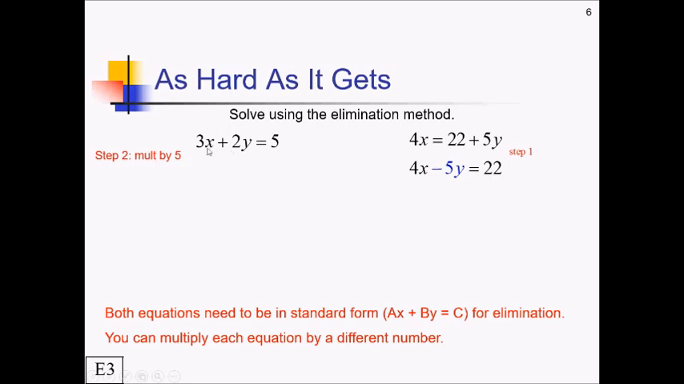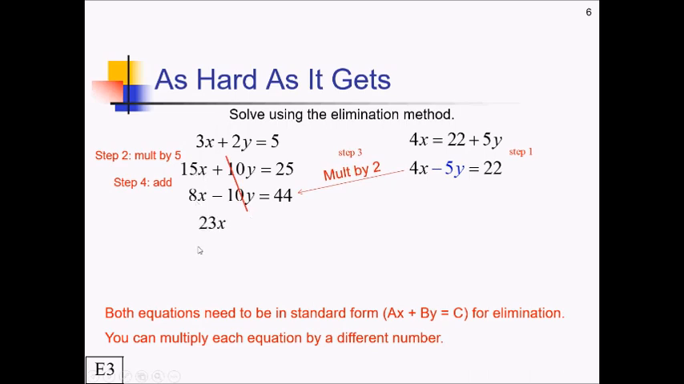So I'll multiply this first one by 5. That's 15x plus 10y equals 25. And then I'll multiply this one by 2. So that's 8x minus 10y equals 44. And then if I add these together, now I've got those opposite-like terms that are going to cancel. So that's 23x on the left. On the right, I've got 69. Dividing by 23, that's going to be x equals 3.